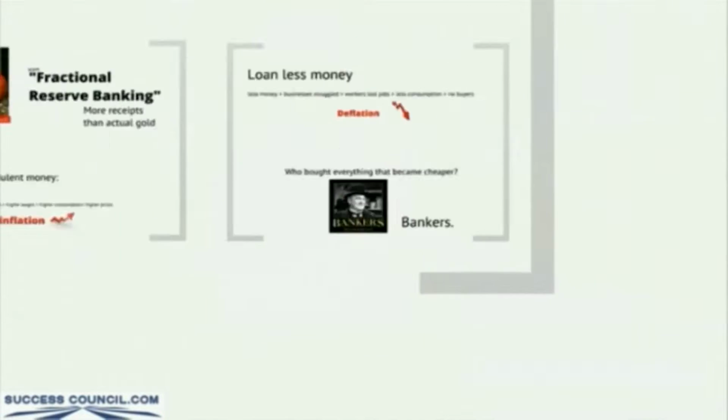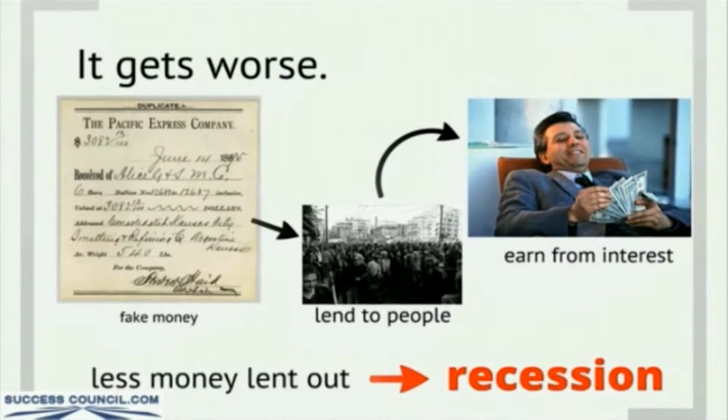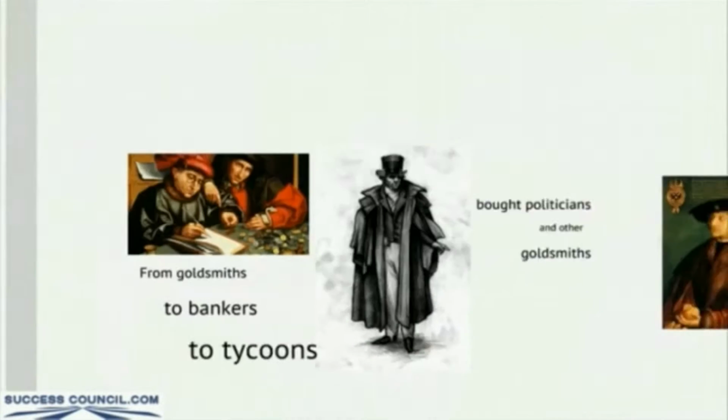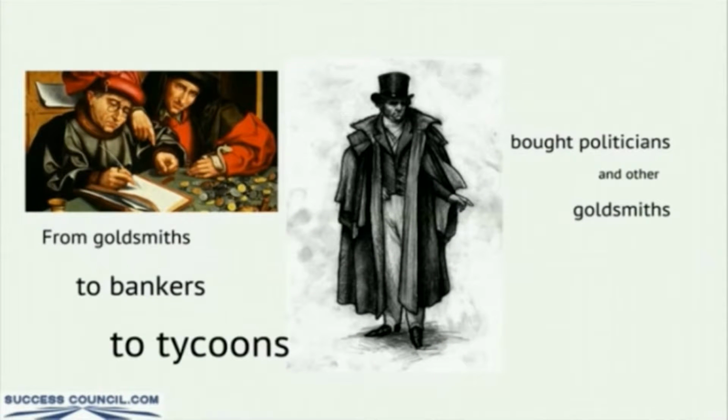It gets worse. You see, they figured out they could cause a boom by creating fake money and lending it to people and earning interest. Then, when the people started repaying the loans, if they didn't relend all of the money back out, they could cause a recession. The less money they lent out, the bigger the recession. The bigger the recession, the cheaper they could force the people indebted to them to sell their assets. It's pretty easy to see why the goldsmiths became the mega wealthy people of Europe.